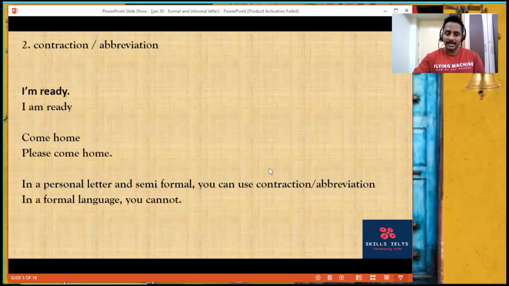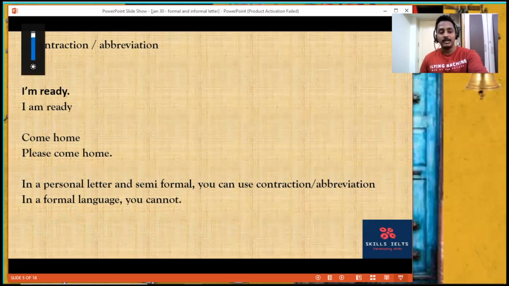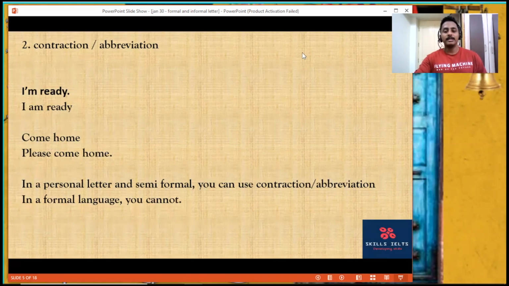Okay. So the more we'll understand now, contraction is nothing but short forms. I'm ready. This you can say to your friend. I apostrophe M. Look at that. I am ready becomes formal. I'm ready becomes informal. So in an informal letter, it's not that you are supposed to use a contraction, but at least one or two abbreviations or short forms should be there. Hope you're getting it. And in a formal letter, you cannot use even one.